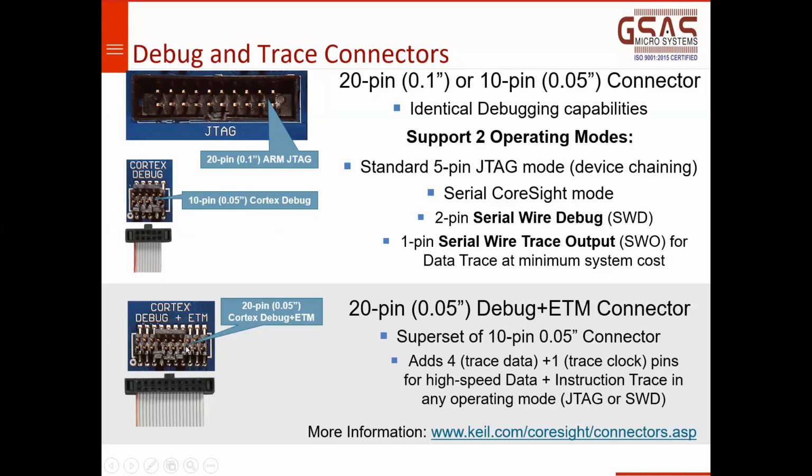A JTAG debugger like a ULINKpro, ULINK2 or a ULINKplus can connect to this debug connector. It can read the information coming from the ETM pins and store that trace information onto the system memory, which is your desktop computer or laptop. But out of the 3 ULINK debuggers, ULINKpro, ULINKplus and ULINK2, ULINKpro is the one which has the intelligence, or the firmware implemented, which can read the data coming to this ETM port, the ETM pins.